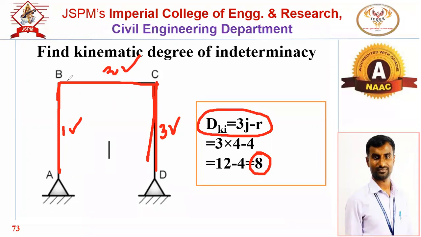So if you have to neglect this axial deformation, in some of the cases they will mention neglect the axial deformation, because due to certain loading constraints, if you have to neglect this axial deformation, then what we have to do? So for this total degree of freedom, we have to just minus the number of members.